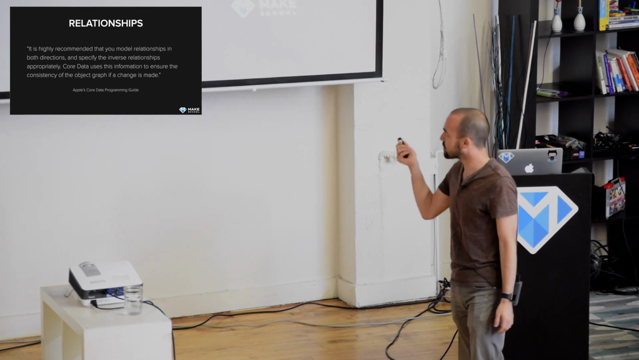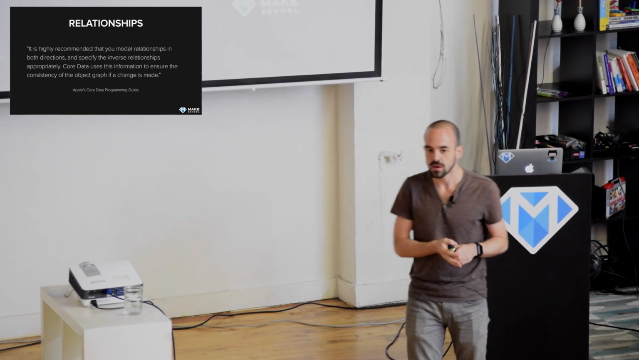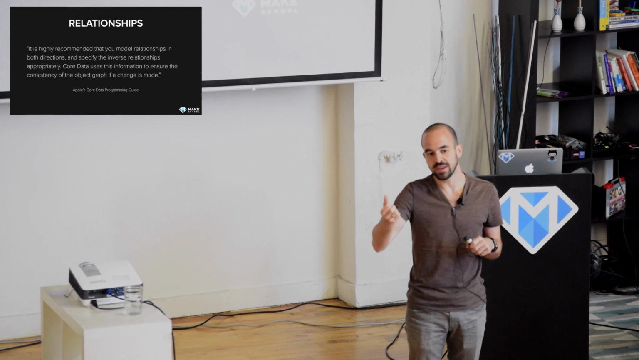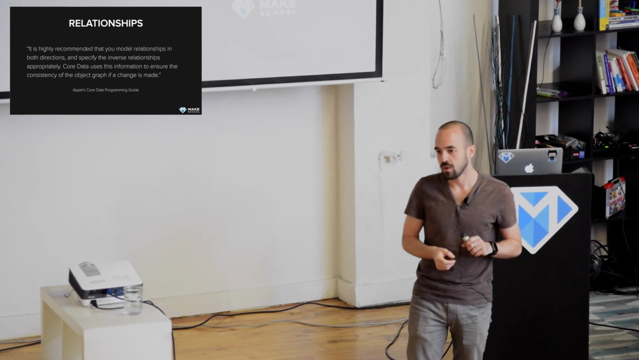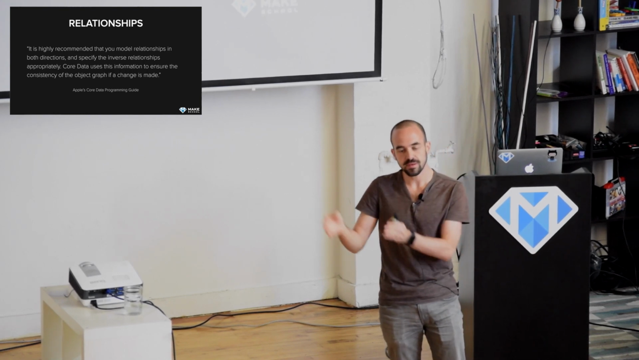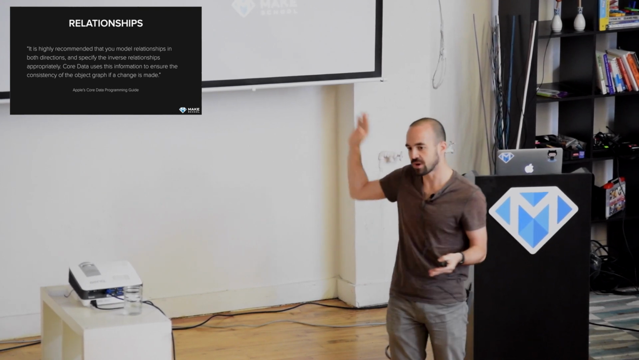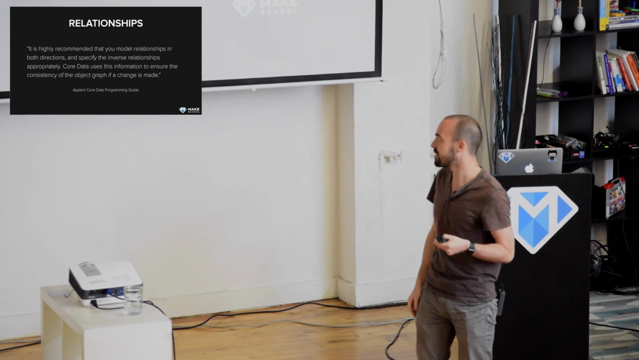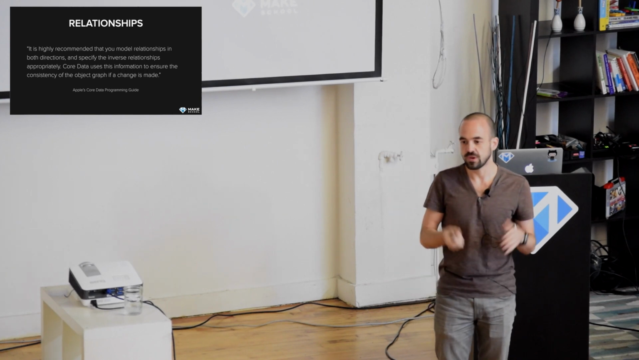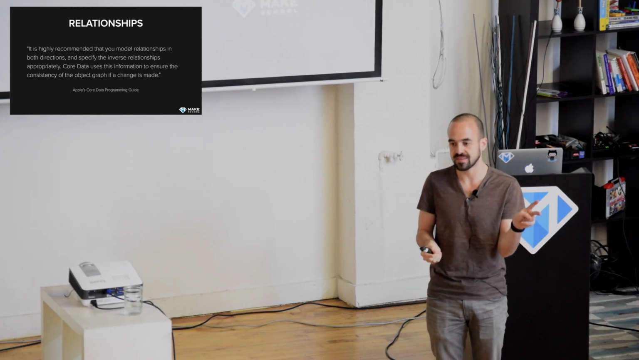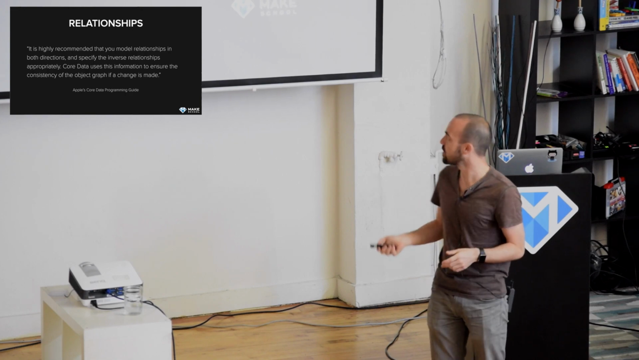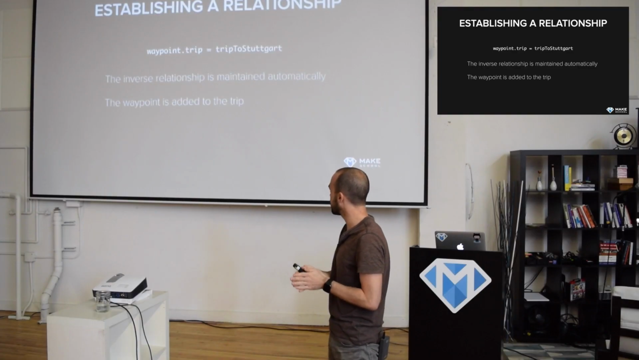What is also important to understand, to not get confused about: Core Data always wants to have an inverse relationship as well. So if you have trips that have waypoints, then the waypoint should also always have a relationship to the trip. That's just a requirement that Core Data gives you, but it's also really useful in your app, because in most cases you want to access things the other way around as well. So you always set up the inverse relationship.